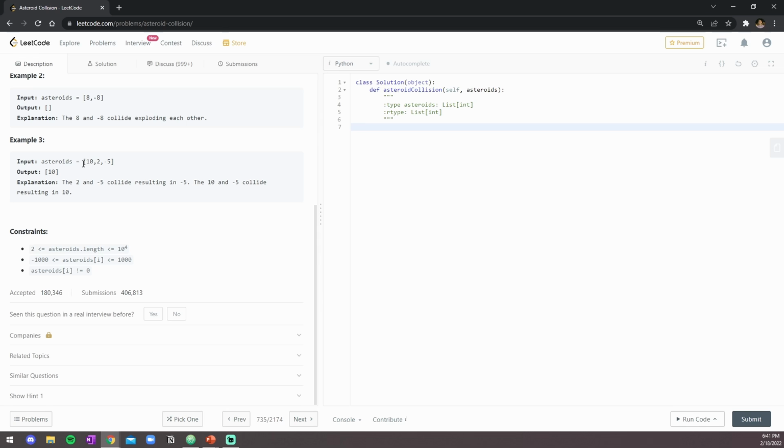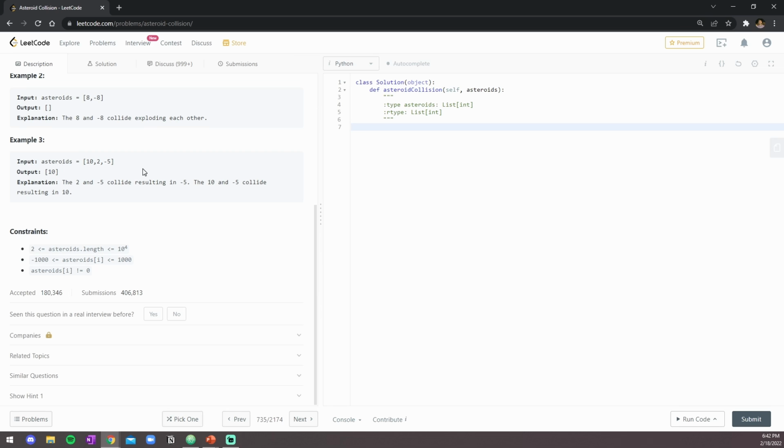Last one, we have 10, 2, and negative 5. 10 and 2 are moving in the right direction. Negative 5 is moving in the left direction. 2 and negative 5 collide because one is moving in the right, the other one is moving in the left direction. And 5 is greater than 2, so 5 destroys 2. And then 10, moving in the right direction, has to collide with negative 5, which is still moving in the left direction. And upon colliding, the 10 is left over, so we leave the 10 and destroy the 5.